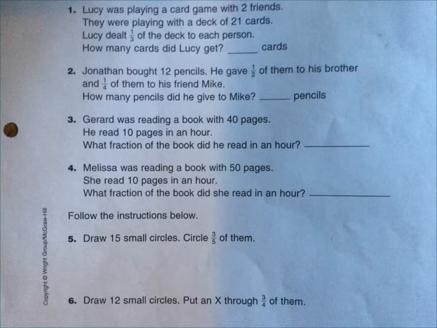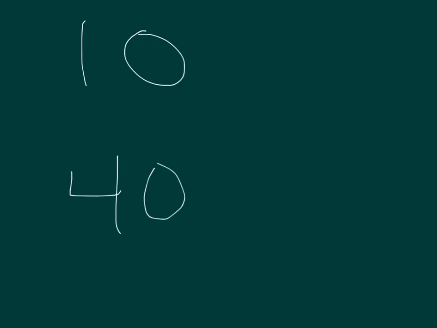Number 3, Gerard was reading a book with 40 pages. He read 10 pages in an hour. What fraction of the book did he read in an hour? I can divide 10 by 10 and use that in the numerator. I can divide 40 by 10 and then use that in the denominator.